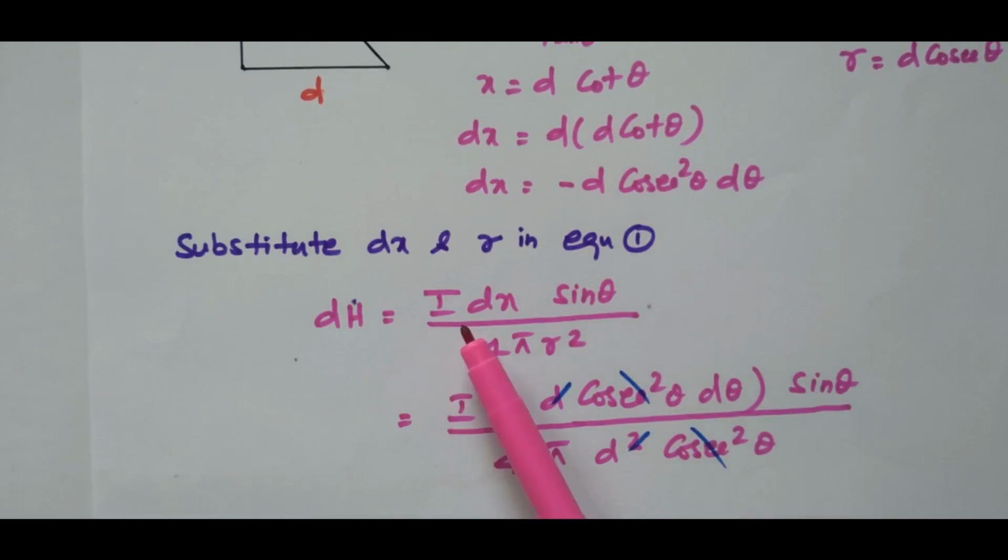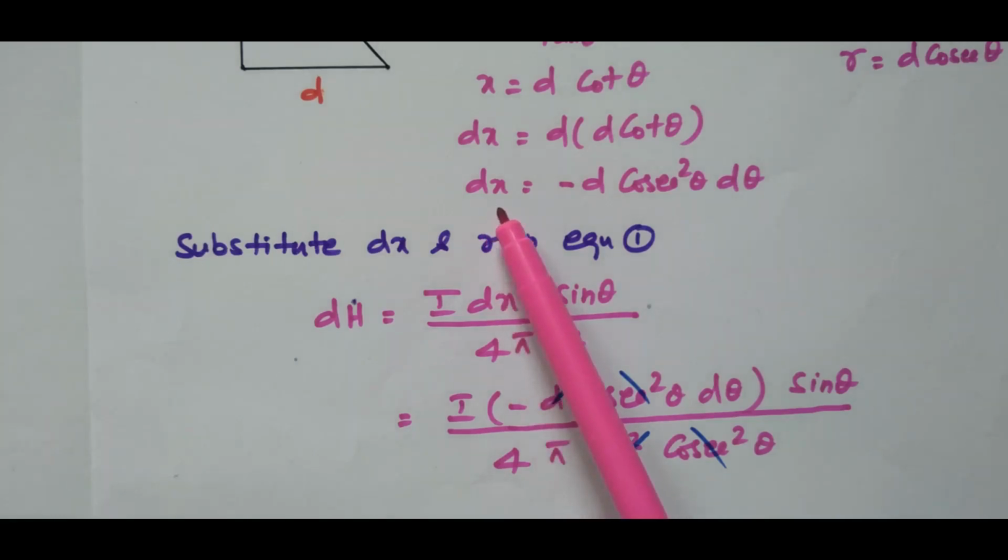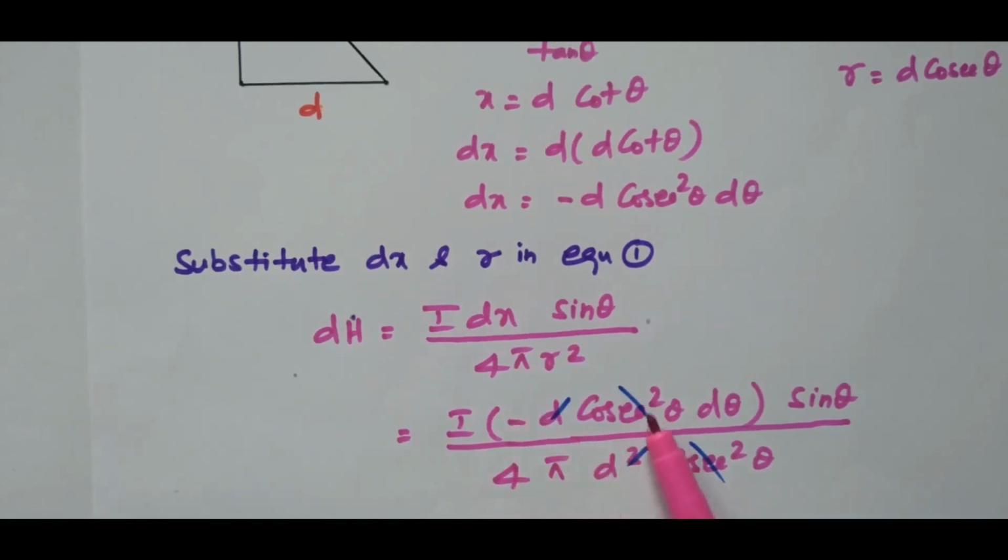What is equation number 1? I dx sin theta divided by 4 pi r square. In this we are going to substitute this dx. So I into dx is minus d cosecant square theta into d theta into sin theta, divided by 4 pi r square. What is r? d cosecant theta. So d square cosecant square theta. dx and r values are substituted, right? Here d is available, here d square is available, so one d got cancelled. Cosecant square theta available in numerator as well as denominator, that got cancelled.